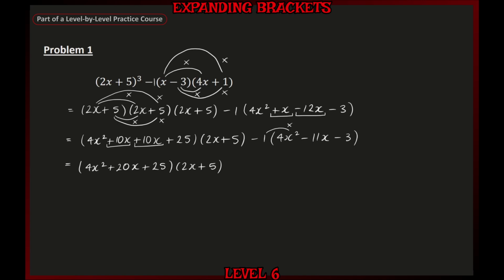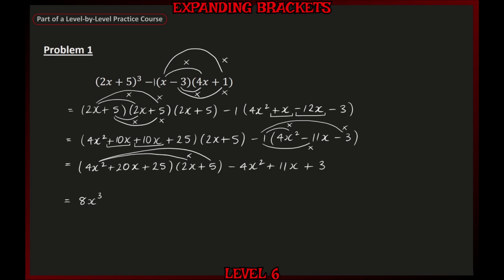So we have minus 1 multiplied by 4x squared is minus 4x squared, minus 1 multiplied by minus 11x is plus 11x, and minus 1 multiplied by minus 3 gives us plus 3. Looking at the first two brackets now, we can expand. So we have 4x squared multiplied by 2x, well 4 times 2 is 8, and x squared times x is x cubed, so we have 8x cubed.